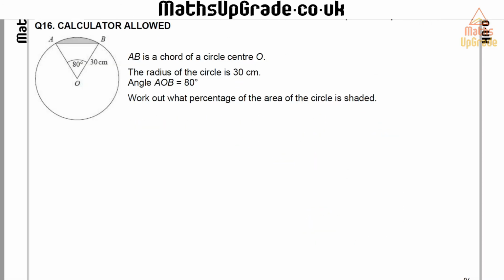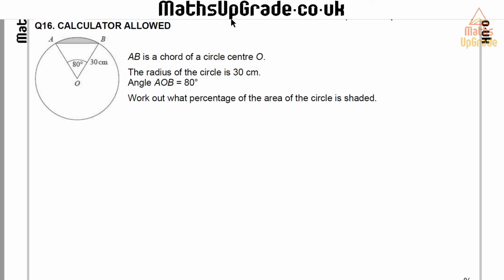Question 16. This is 5 marks and it involves 2 or 3 different topics. First of all, it involves areas of sectors. It also involves areas of non-right angle triangles involving trigonometry. And finally, it involves percentages. If you're not sure on areas of triangles with trigonometry, then be sure to check out advanced trigonometry on this channel.